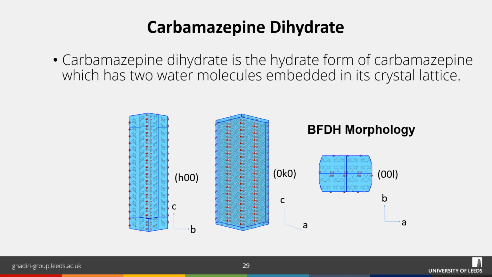Carbamazepine dihydrate is the hydrate form of carbamazepine, which has two water molecules embedded in its crystal lattice. The presence of these water molecule channels in fact constitutes the cleavage planes of the crystals, which are parallel to the 0k0 face of the crystals. These planes are crystallographic planes of weakness, meaning the crystal tends to cleave or break along these planes.